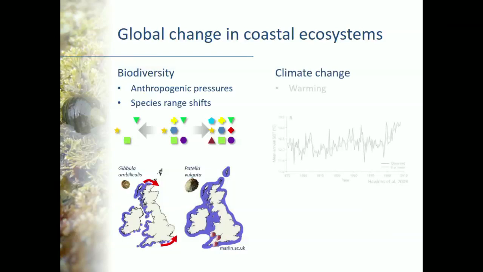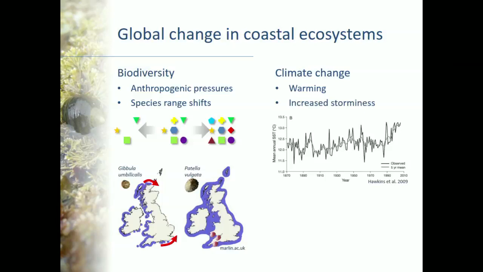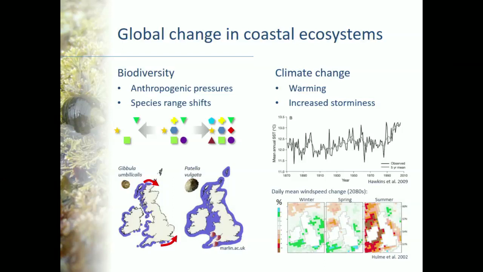I guess we're safe to assume that here within these walls. If we go outside, we might need to defend that a bit more, but I would be pretty confident to say climate change is behind an awful lot of species range shifts and species loss. And in coastal ecosystems, this comes as a two-pronged attack. We've got the ocean warming, but we've also got increased storminess. Other parts of the world may have issues with drought and various other implications of climate change.